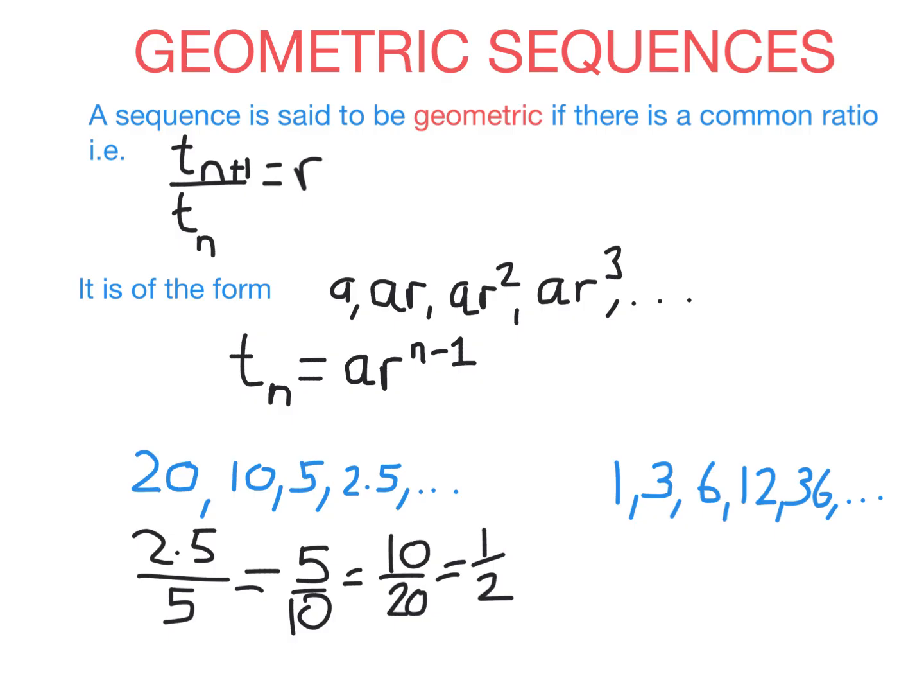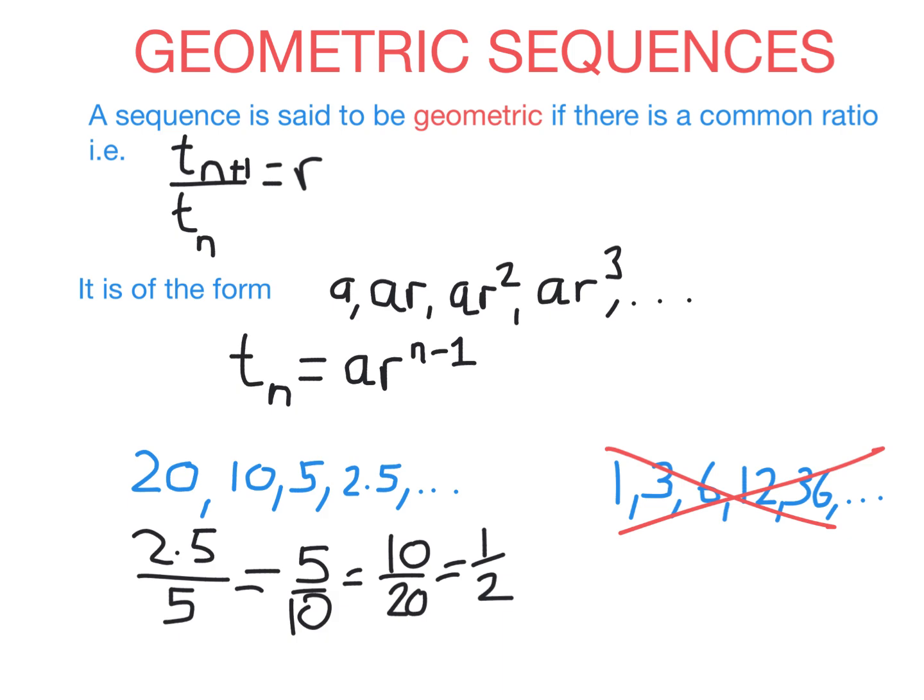On the other hand, this sequence over here is not geometric. We need to times by 3 to go from the first term to the second term. Then we times by 2, times by 2, times by 3. We're not always multiplying by the same amount. 36 divided by 12 is 3, but 12 divided by 6 is 2. The ratio between successive terms is not common, therefore it's not geometric.